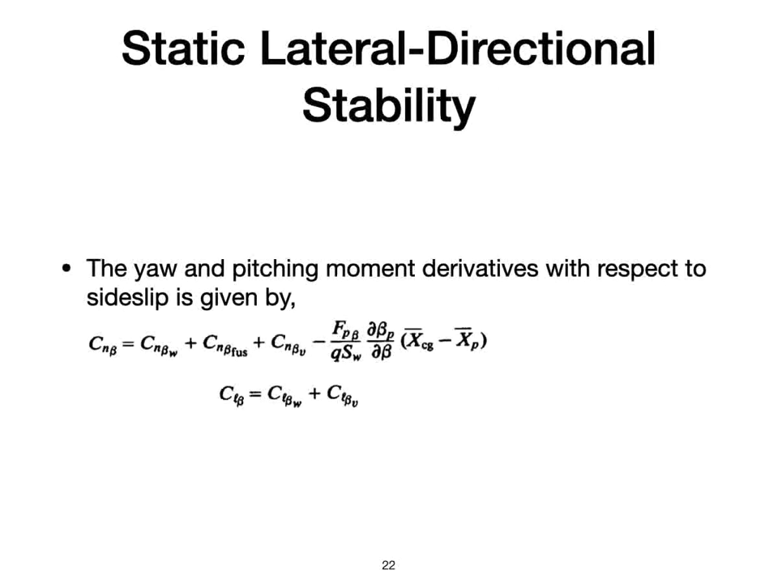Static lateral directional stability. The yaw and rolling moment derivatives with respect to side slip are given by Cn beta and Cl beta, given by the equation. So the Cn beta, as you can see, is simply the sum of wing, fuselage, and vertical tail contributions.